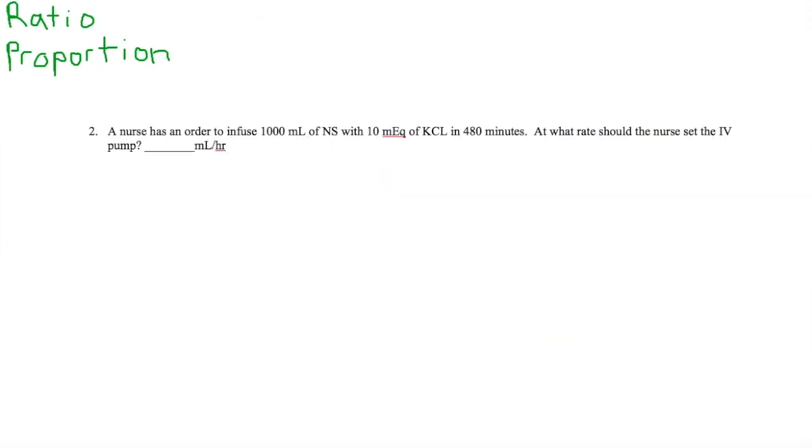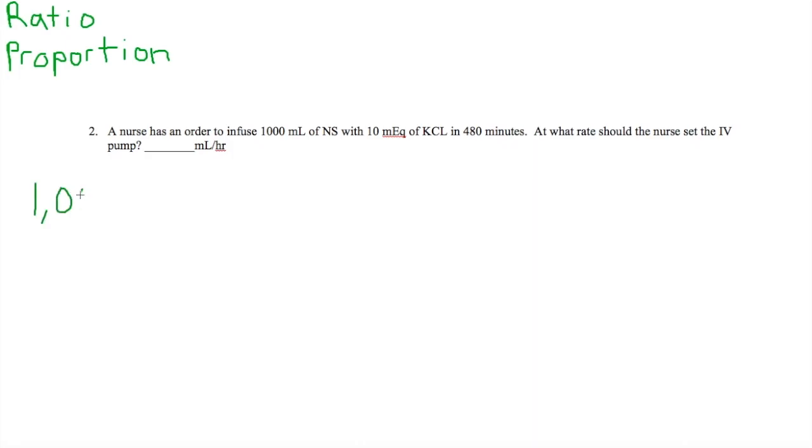In our second problem, our nurse has an order to infuse 1,000 mils of normal saline with 10 mil equivalents of potassium chloride in 480 minutes. At what rate should that nurse set the IV pump? We're looking for mils per hour. This would be a good place to pause if you would like to try to solve this problem on your own before I work it out.